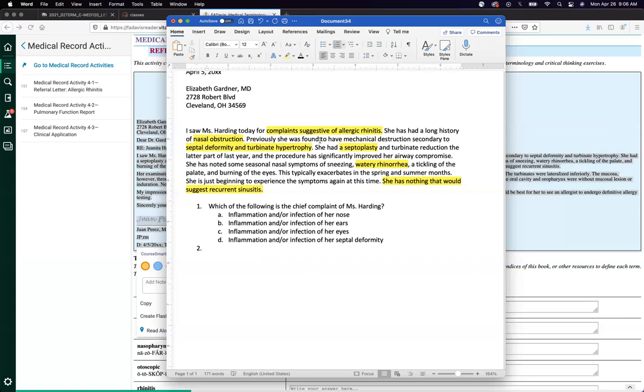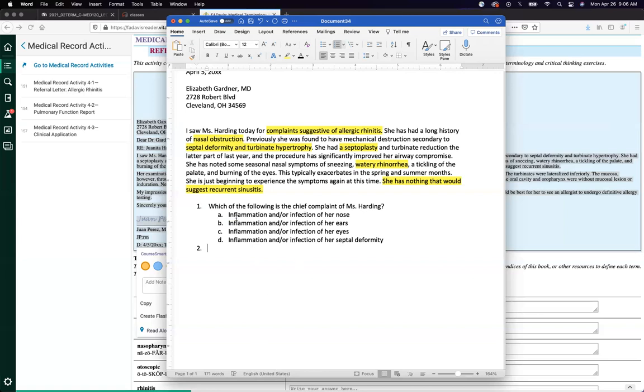Okay. So when we look at this, we have to look at our question. Does it relate back to the specific case? Yes. Does it relate back to a specific medical terminology? Yes. So what would the answer be? Anybody?